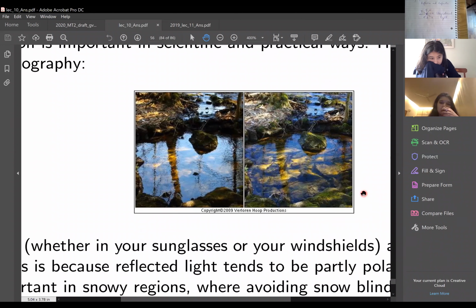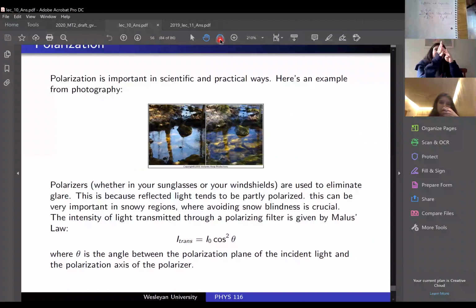Questions? Yes. I understand polarization when it's horizontal, vertical, or on the XY plane, but I don't really understand what circular polarization is.